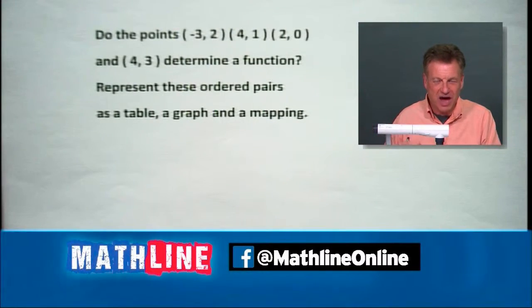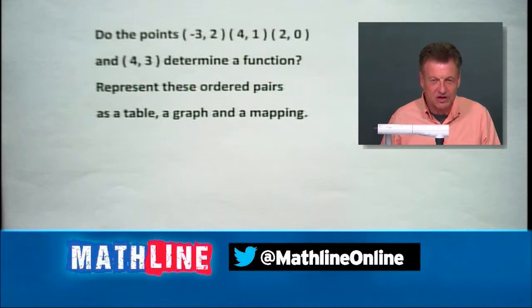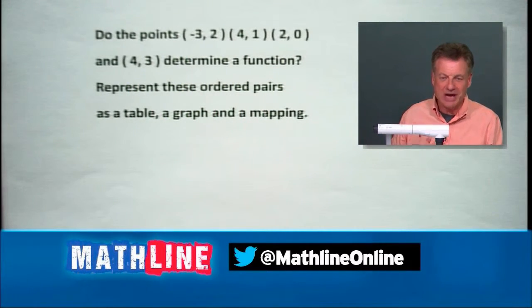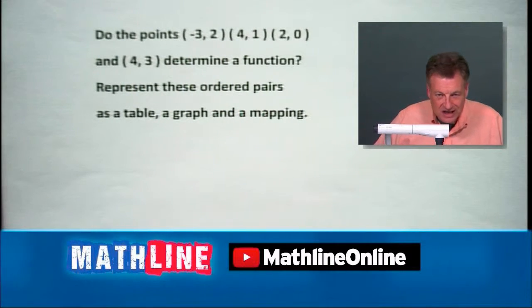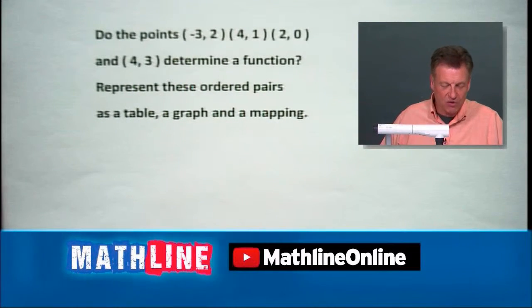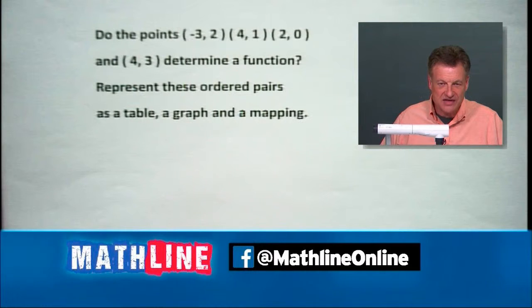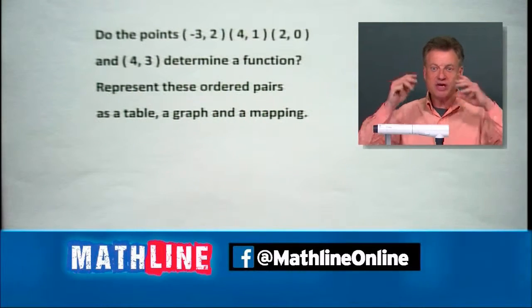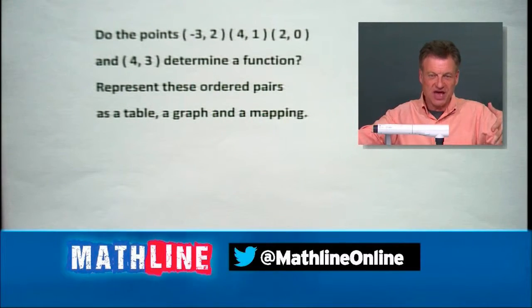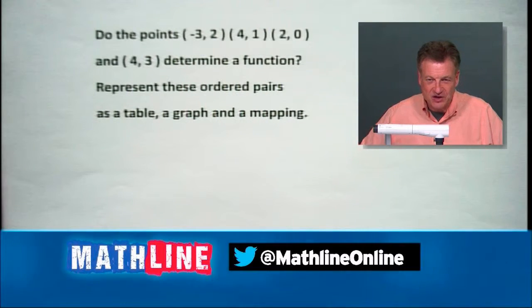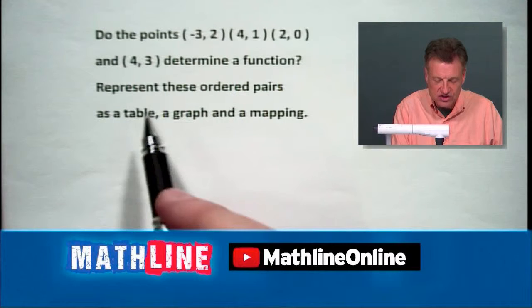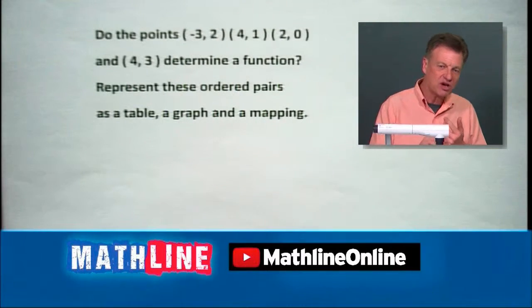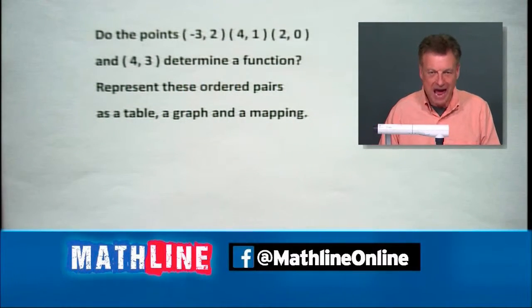Another set of points. Why not? And let's take a look at them there so you guys can write them down at home. -3, 2 is the first point. 4, 1, 2, 0, and 4, 3. We're going to check those out and see if they determine a function. Some of you may have just watched the last little segment and said, I figured this one out already, because there's an easy way to do it. Then we're going to represent it just like we did before. We're going to graph, we're going to make a table, and we're going to map, okay?